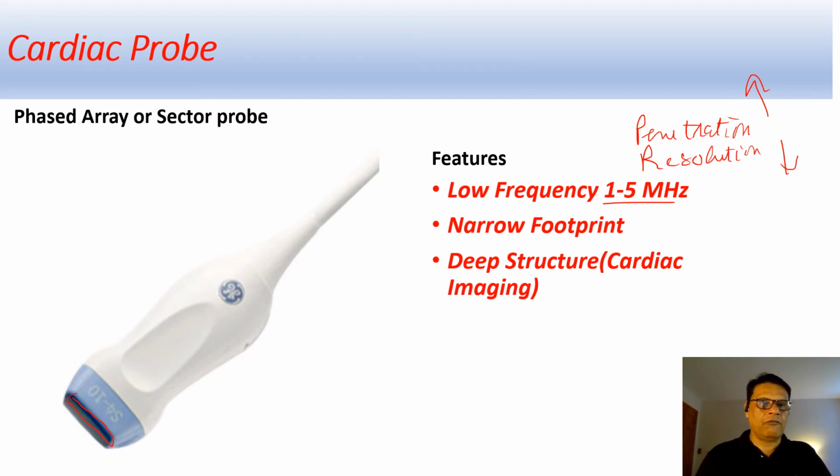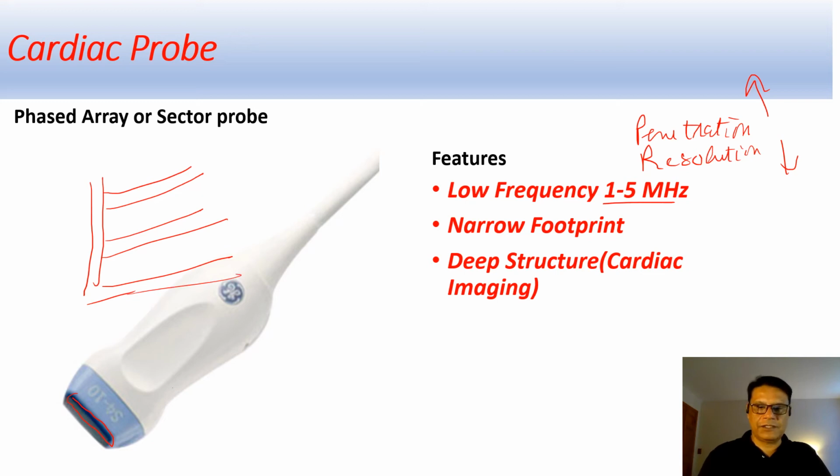And we have already discussed that narrow footprints help to scan the heart, because the heart is located behind the ribs, and this transducer has smaller footprints, so it becomes fit between these two ribs, between the ribs, and it emits pulses and receives echoes, and makes the heart able to see.